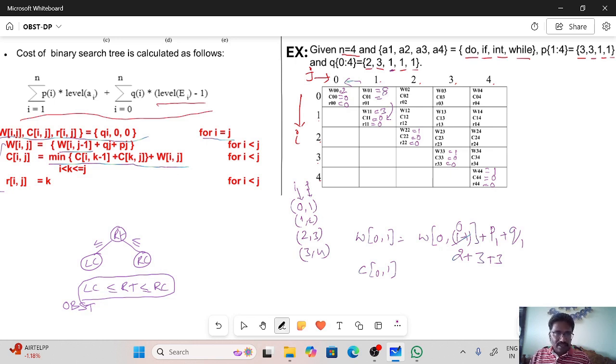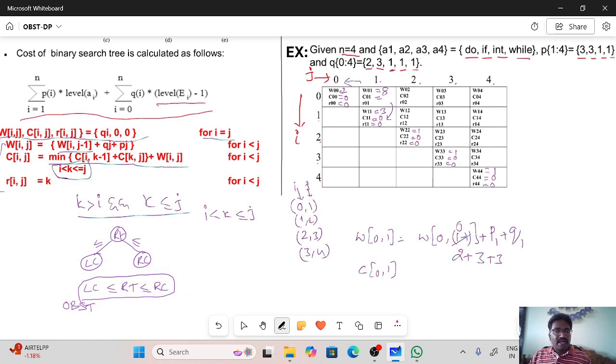That variable is k. The k value must be greater than i and must be less than or equal to the j value. Remember it. The k value must be greater than i, and the k value must be less than or equal to j. If I try to combine these two conditions, then it is i less than k less than or equal to j. So like this one.